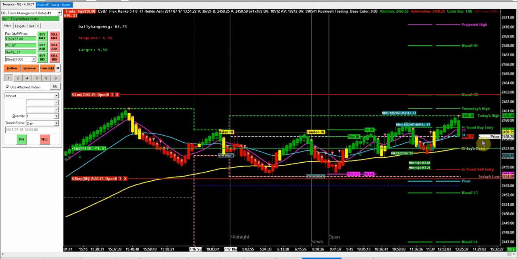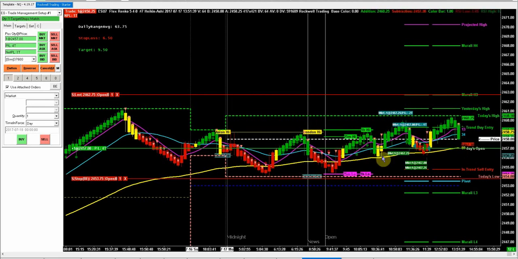Number 3, look for a pullback to the 89 EMA. See where that pullback is? Right there, the 89 EMA. It touched it. There's another one. It touched it. It went a tick below it. Touch there, touch there. So you have a trending 89 EMA trending up, and a pullback to the 89 EMA, and that's where you would get into your long or your short position.